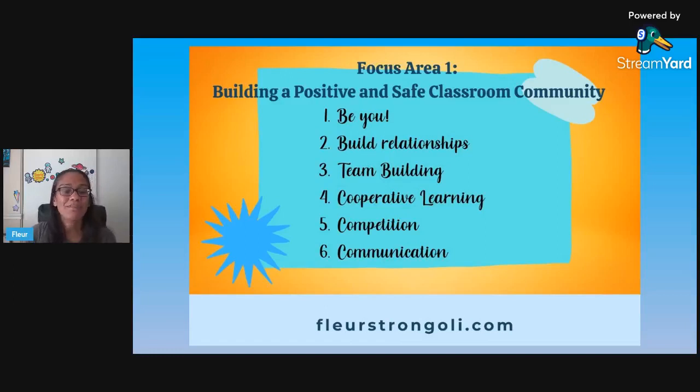All right, we talked about 5 important parts of building a positive and safe classroom community, but this is just one of the biggest parts of science classroom management.